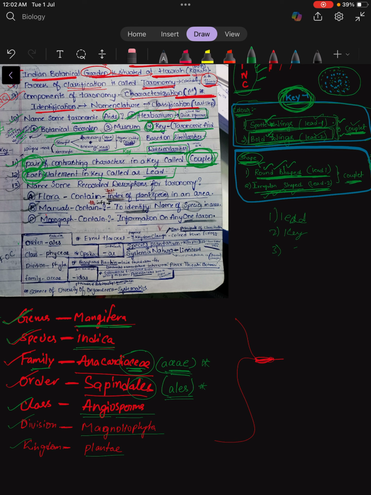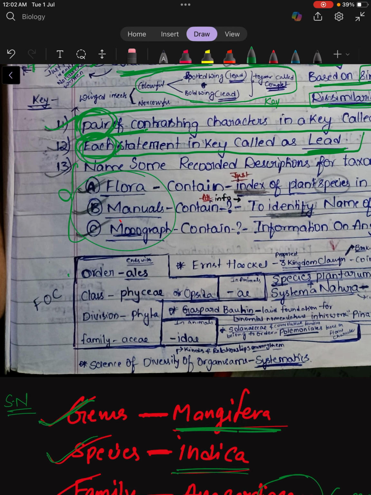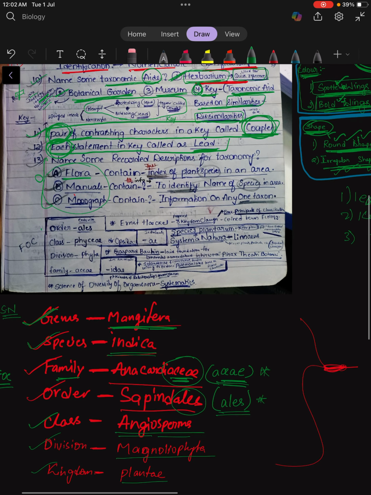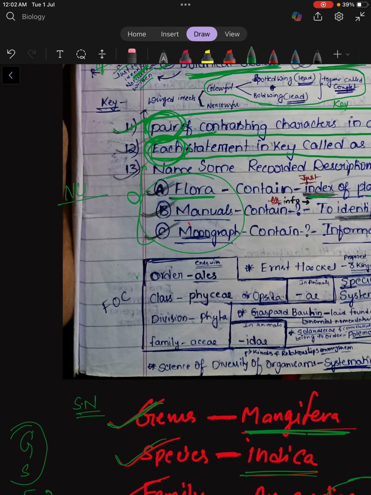So, name some recorded descriptions for taxonomy. For classification there are recorded descriptions like group of plants and group of flowers, types of flowers, all grouped together. So there are some examples of recorded observations, like flora. Flora means they contain an index of plant species in an area. Like the index of our book. For suppose, for NCERT Bio we have an index, right? That index is used to identify the chapters and units present in that book. So that index is similar to flora.